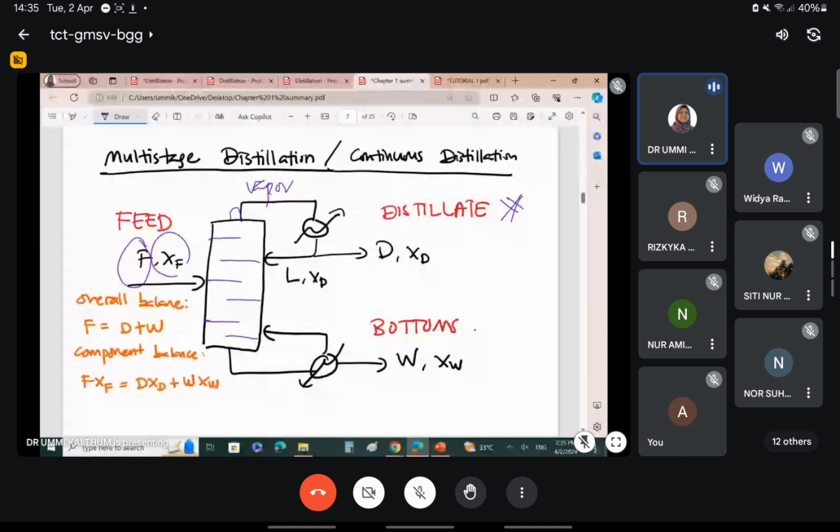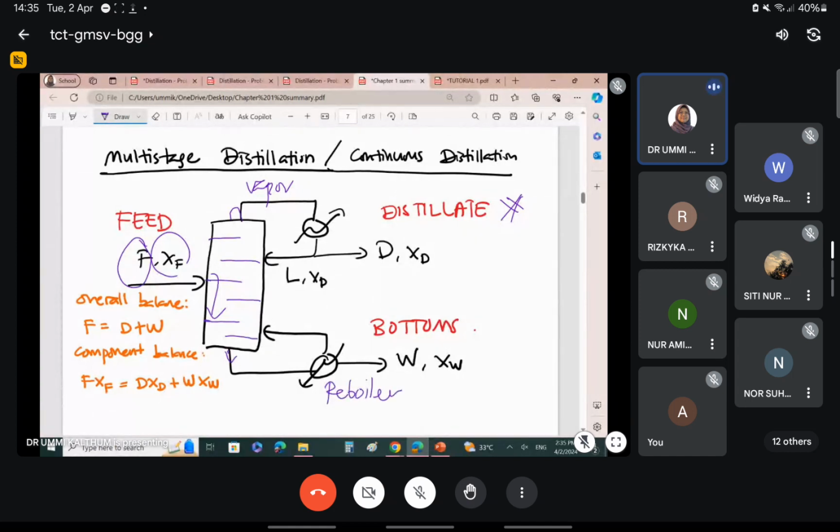Yang naik ke atas. Feed masuk in liquid phase, dia akan turun ke bawah. Kenapa turun ke bawah liquid? Kenapa liquid tak naik ke atas? Any answer? Sebab gravity ya. Liquid ni mesti ke bawah, dia tak boleh ke atas sebab ada gravity. So liquid keluar ke bawah, dia akan masuk ke reboiler.